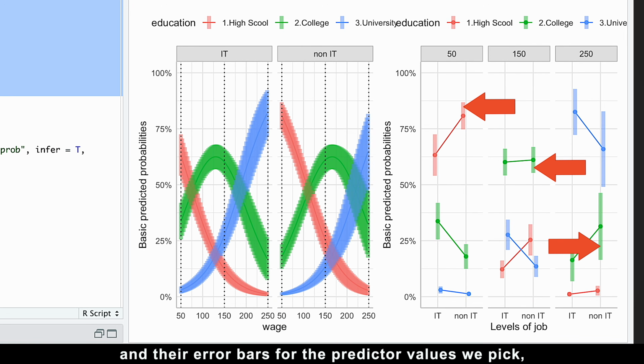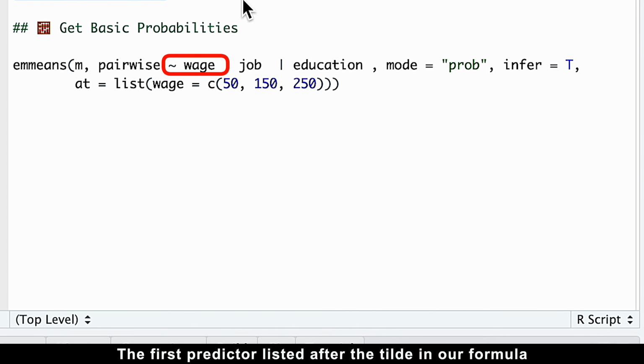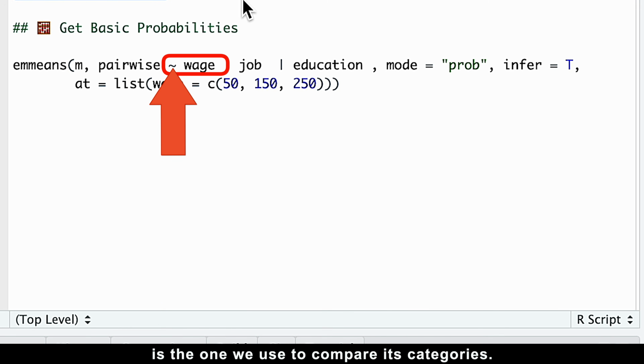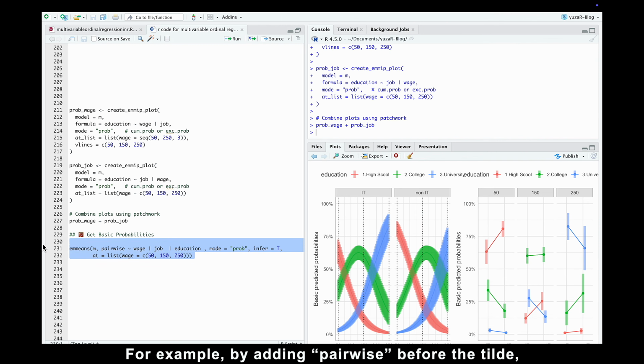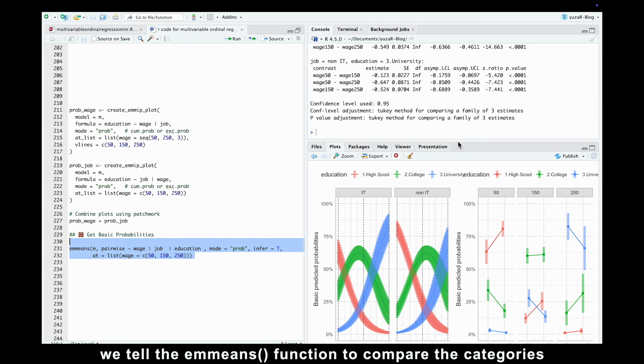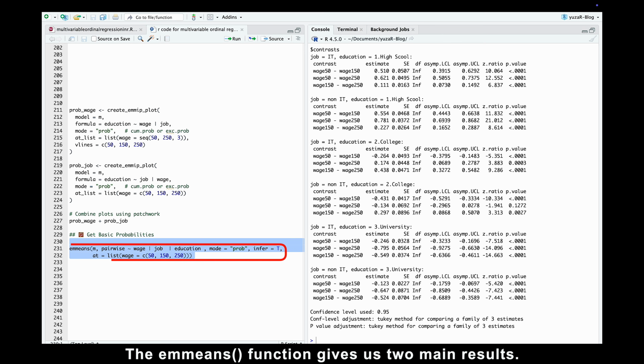With these estimates and their error bars for the predictor values we pick, we can compare any of them to each other. The first predictor listed after the tilde in our formula is the one we use to compare its categories. For example, by adding pairwise before the tilde, we tell the emmeans function to compare the categories of that first predictor. If we are working with a numeric predictor like wage, we need to choose specific wage values to compare. But for a categorical predictor like job type, we just put it first after the tilde. No extra work needed. The emmeans function gives us two main results.